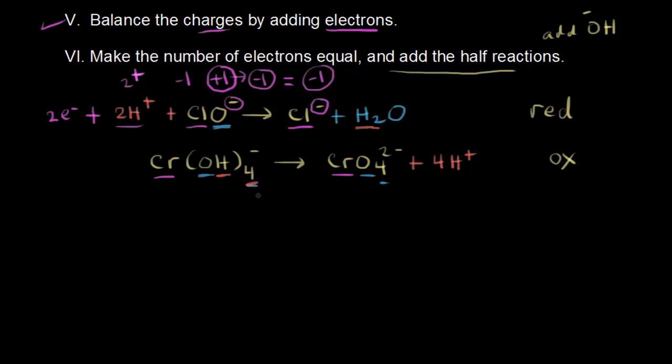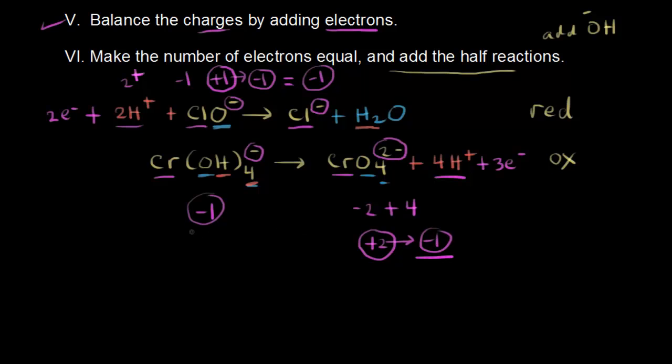Let's do the oxidation half reaction now. So I have only one of these ions, so I have a negative 1 charge on the left side. On the right side, I have 1 chromate, but each chromate has 2 negative charges, like that. And then I also have 4 positive charges for my protons. So negative 2 plus 4 gives me a total of plus 2. So I have plus 2 on the right side and negative 1 on the left side. So once again, my goal is to balance those charges by adding electrons only. And if I add 3 electrons to the right side of this half reaction, I would change this total charge from a plus 2 to a negative 1. And so now I have negative 1 on the right and negative 1 on the left, and so my charges are balanced.